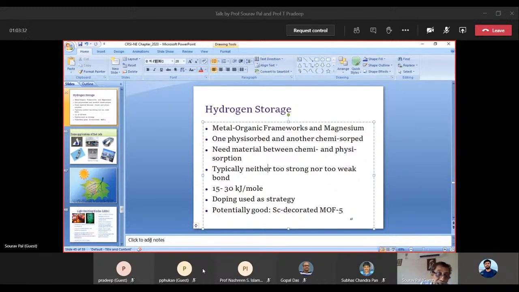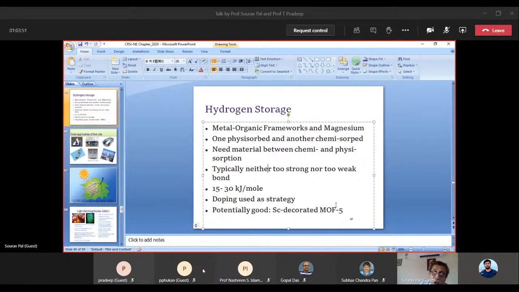Of course, there are lots of materials. I must look at boron, ammonia boron. People are looking at perovskites and several different types of materials to do hydrogen storage. But these are some of the little things that I have done. I have also looked at scandium decorated ZIF7.